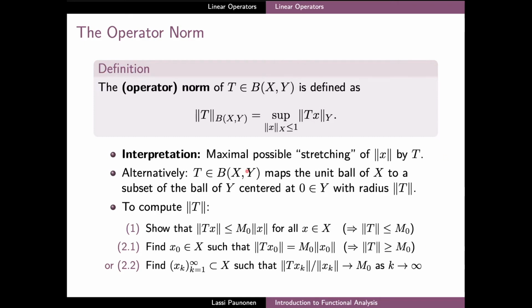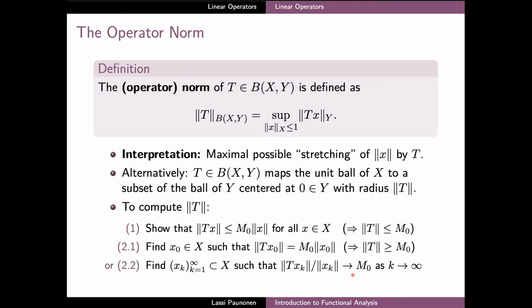But in general, it's not possible to find an element x0 such as the one in part 2.1 here. Instead, more generally, we can achieve the same conclusion if we can find a sequence of vectors xk for which the ratios between the norms of Txk and xk converge to m0 as k goes to infinity.